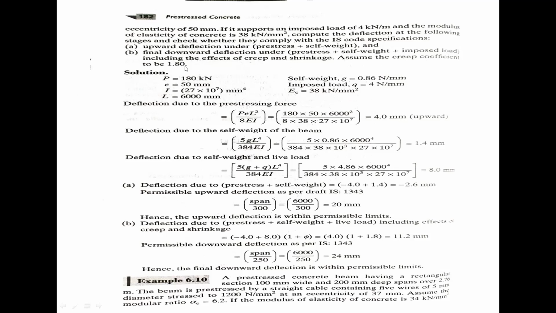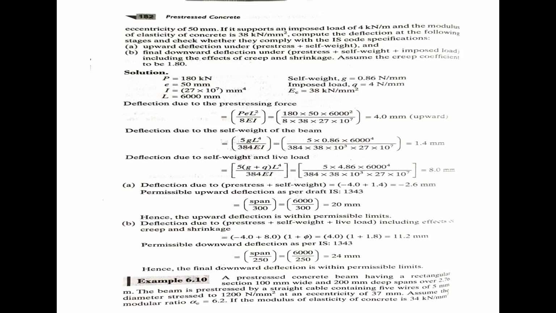Procedure. Okay, a rectangular beam is given in this problem. The rectangular section is given. Prestressing force P equals 180 kilonewtons. Eccentricity is also given, 50 mm. Moment of inertia is bd cubed by 12. We have to use the formula.